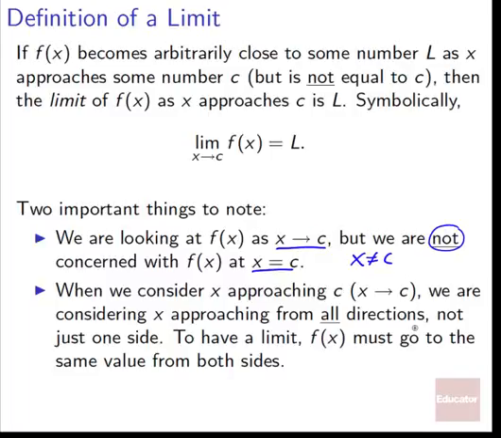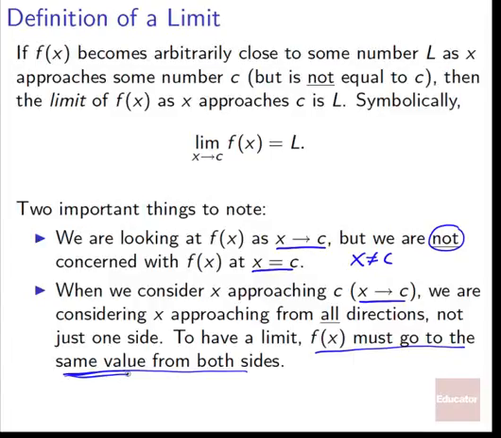The other thing to notice is that when we consider x approaching C, we're considering x approaching from all directions, not just one side, right? It's not just this side, it's not just this side, it's both sides coming together. To have a limit, f of x must go to the same value from both sides. So the right side and the left side have to agree with each other.